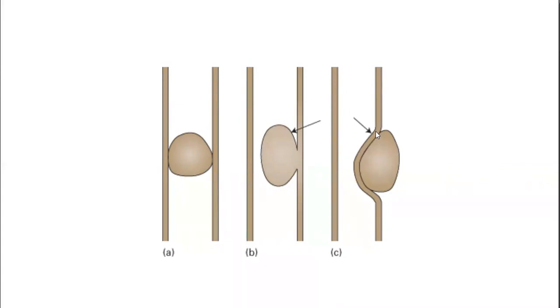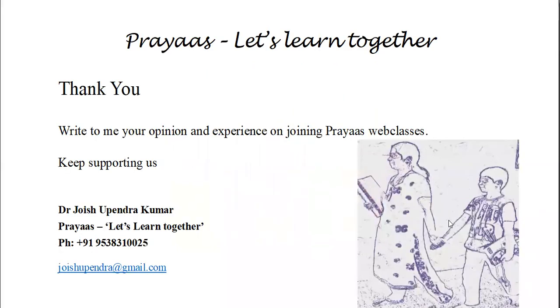Extrinsic compression forms an obtuse angle. There is more displacement of the lumen in extrinsic compression when compared to intramural. Intramural will not cause displacement of the wall as much as an extrinsic compression does. So just to differentiate different types of lesions, this is what I thought I'd cover, giving an overview of different types of lesions.